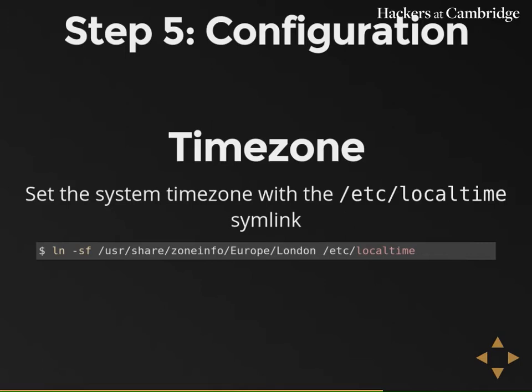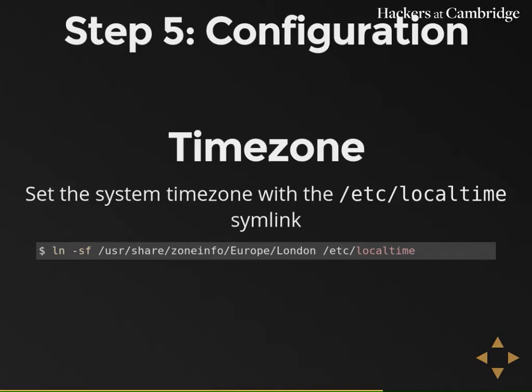This is how you set the time zones. So ln -sf: -s tells it to be a symlink, and the f tells it to overwrite what's there already. And we're symlinking /usr/share/zoneinfo/Europe/London into /etc/localtime.